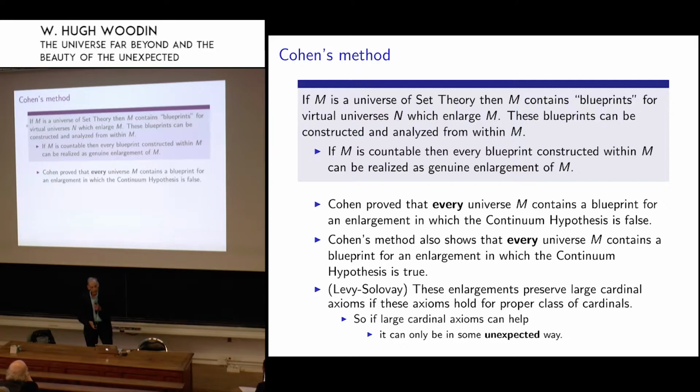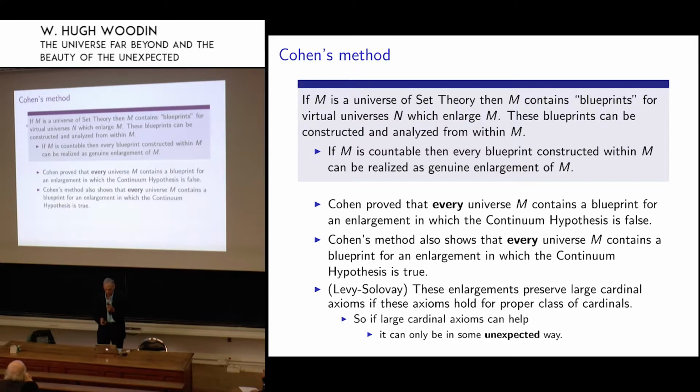Cohen proved that every universe M contains a blueprint for an enlargement in which the continuum hypothesis is false. And that's how he showed that you couldn't prove the continuum hypothesis. In fact, the same method can be used to show that every universe contains a blueprint for an enlargement in which the continuum hypothesis is true. So you live in a universe of sets, and you see these blueprints for larger universes, maybe better universes. And in these larger universes, you can have the continuum hypothesis true, or you can have it false.